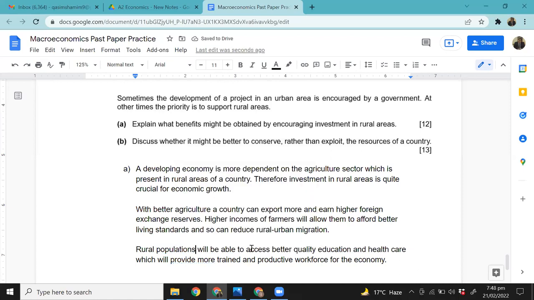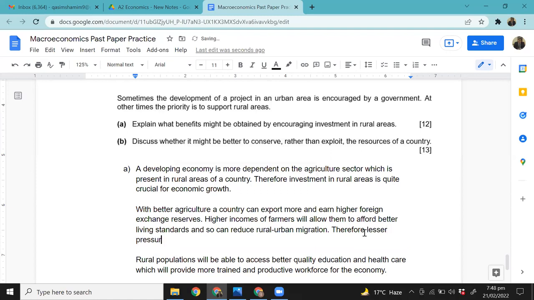Will provide more trained and productive workforce for the economy, right? Rural urban migration will be less, so lesser people will be moving from rural to urban areas. Therefore, lesser pressure on urban centers like congestion, pollution, crime rates, right? So all these things. In fact, urban crime rate is very much related to unemployment, right?